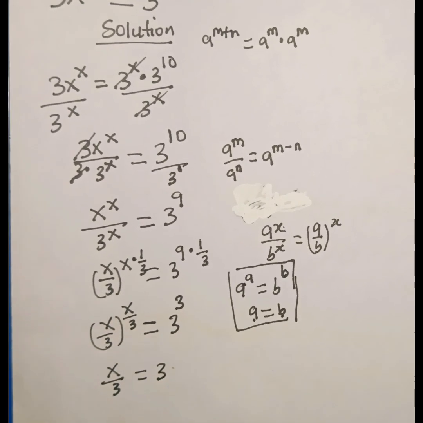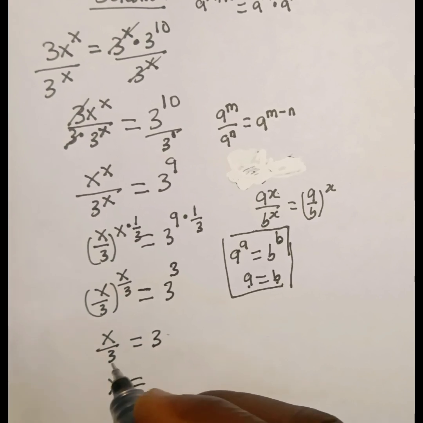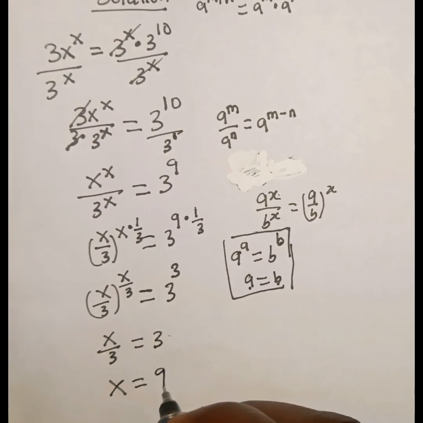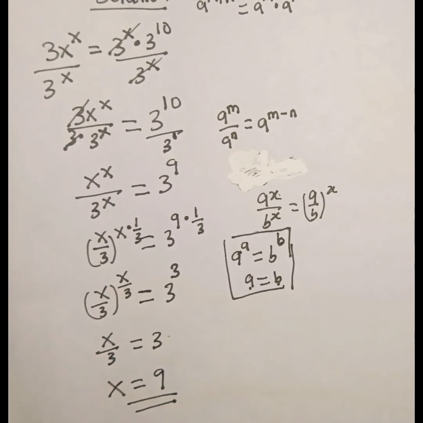Now to get the value of x, we just cross multiply. So x now will be equal to 3 multiplied by 3, which is going to give us 9. So therefore, 9 is the value of x that satisfies this given exponential equation.